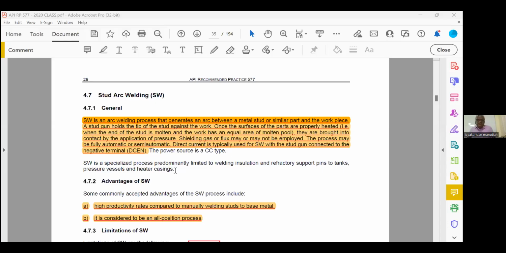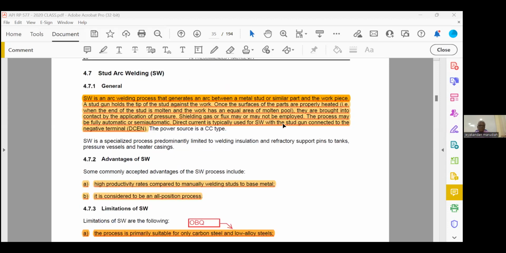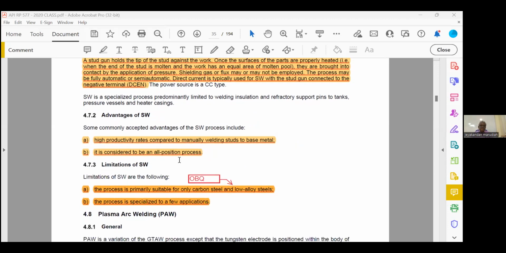So stud welding, highlight this one, first line. Stud welding is an arc welding process that generates an arc between a metal stud and a similar part at the workpiece. That is important. Then limitations are important. A, the process is primarily suitable for only carbon steel and low alloy steels. The process is specialized to a few applications. These are open book questions.